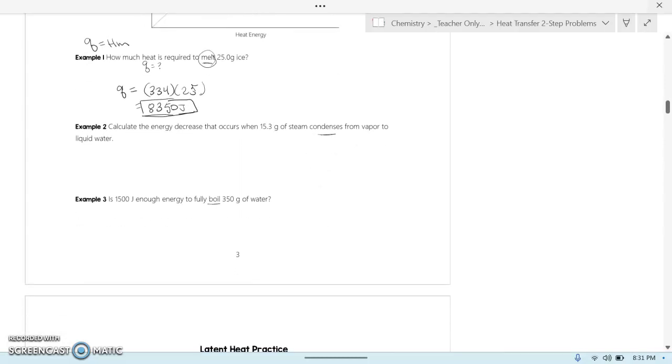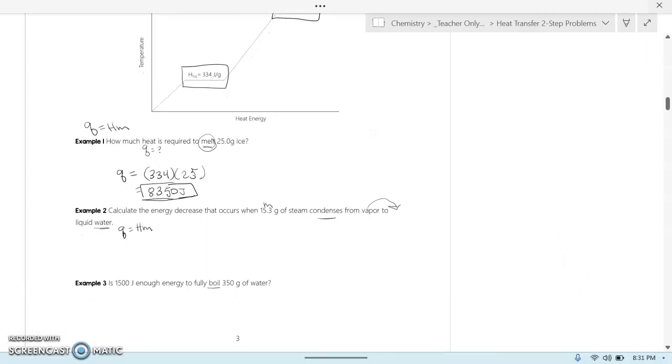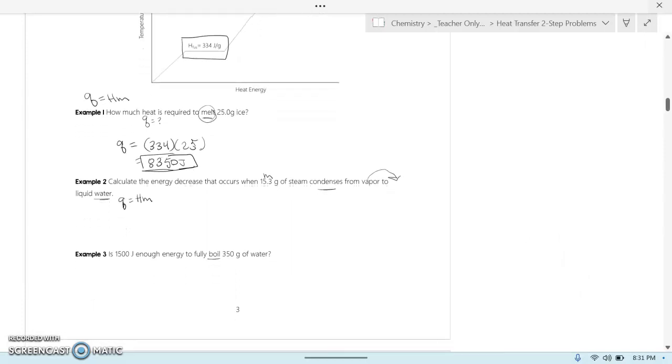Calculate the energy decrease that occurs when, here's our mass, 15.3 grams of steam condenses from vapor to liquid. So we know we're condensing, so we're using Q equals HM. And if we're going from steam to, I guess it's vapor to liquid water, then we are going to be using 2260, but we're actually doing negative because it's cooling.